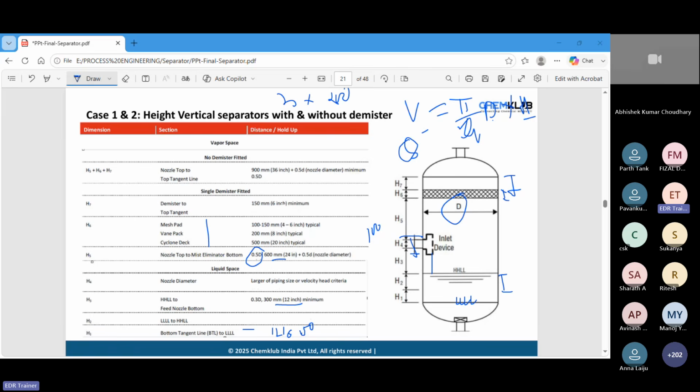Which software should we use for the separator? SEPCAL calculations are used. SEPCAL is software used for separator design, but nowadays that is up to you. It depends on the company requirement and whether the company can afford the software. Otherwise, we use an Excel sheet. That is enough.